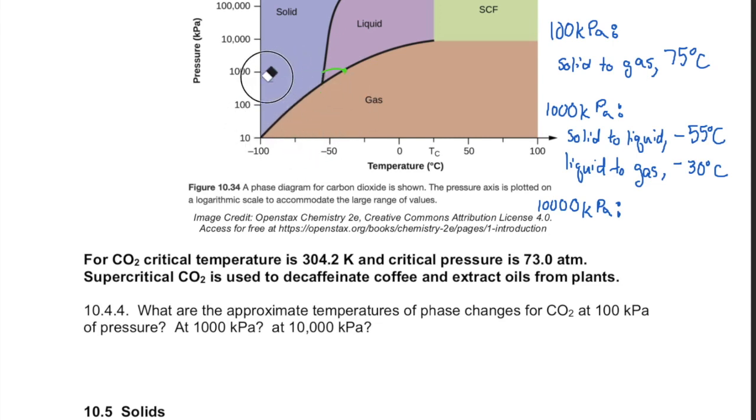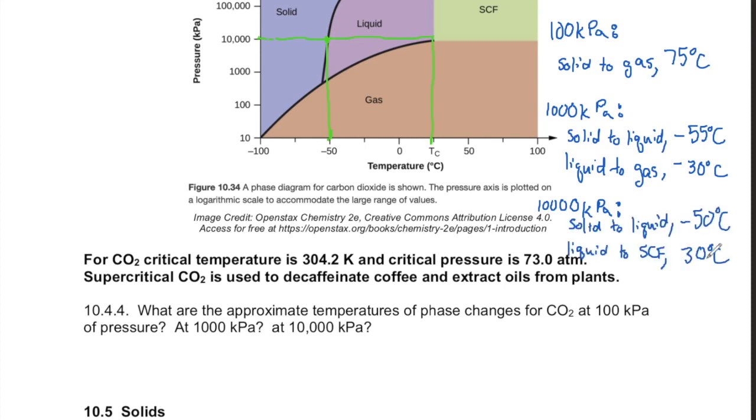So then at an even higher pressure, 10,000 kilopascals, we have solid going to liquid, close to negative 50 degrees. And then if we keep warming it up, we have a transition to a supercritical fluid at around 30 degrees Celsius. So here are the transitions at those various pressures.